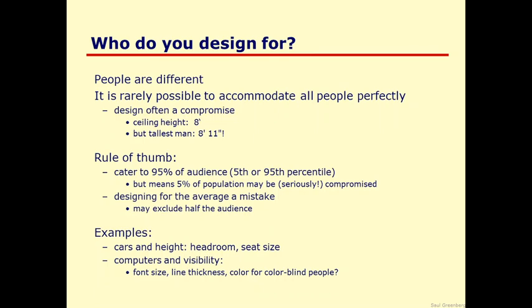Who do you design for? People are different. There is a rule of thumb: cater to 95% of the audience, the fifth to the 95th percentile. But it means that 5% of the population may be seriously compromised. So yes, definitely you cannot design anything for them. Cars and height, headrooms and seat size, it is an average, right? So we always go for average things.